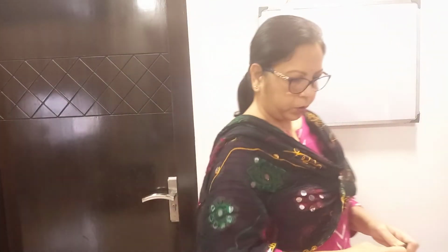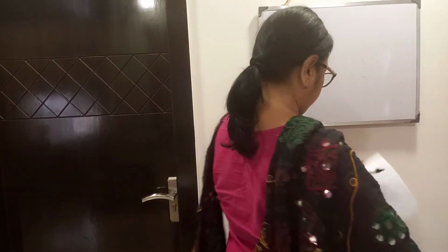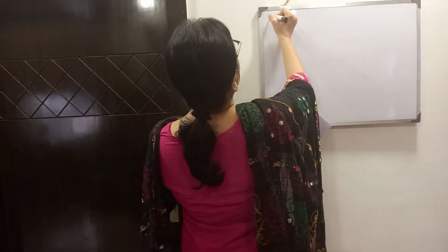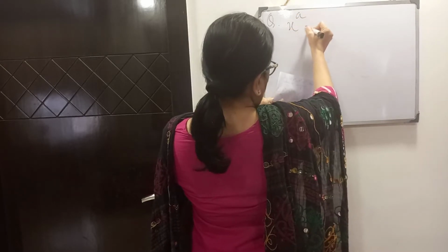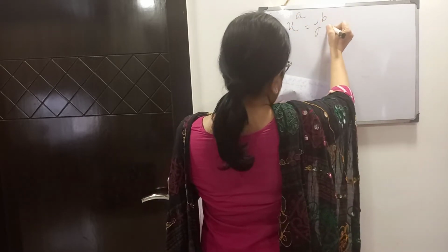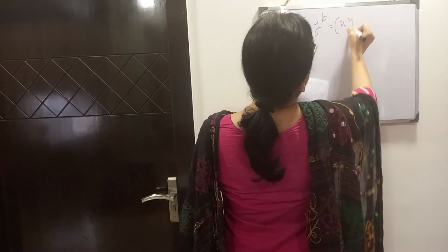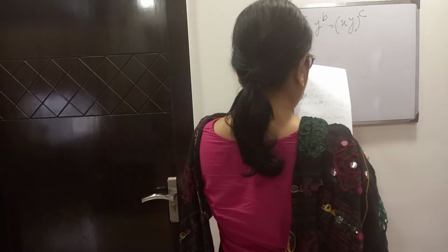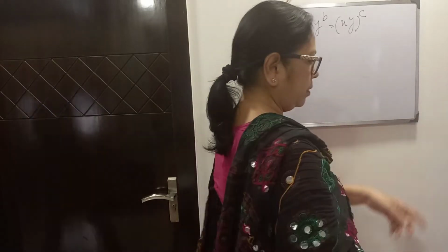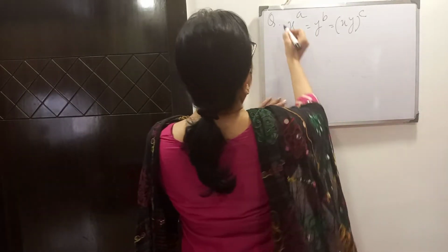Now next one, it is given x to the power a equals y to the power b equals xy to the power c. Then find the relation between a, b and c. Okay. Now what is given?